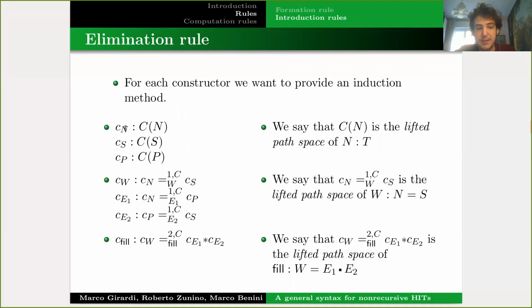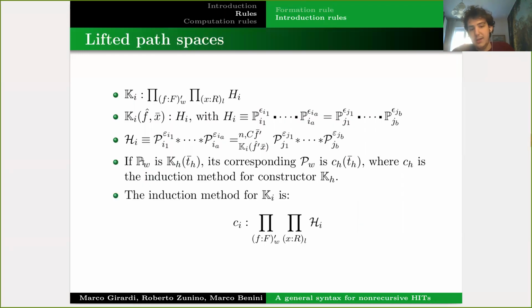That's exactly what happens here in the example. For example, when we are looking for the induction method for W, we are looking in this pathover space that relies on Cn and Cs, which are the induction methods of the previous constructors N and S. Okay, so the induction method for the general constructor Ki is simply to be found in this type here. We have the same sequence of pi, and finally the H is just replaced with the cursive H.